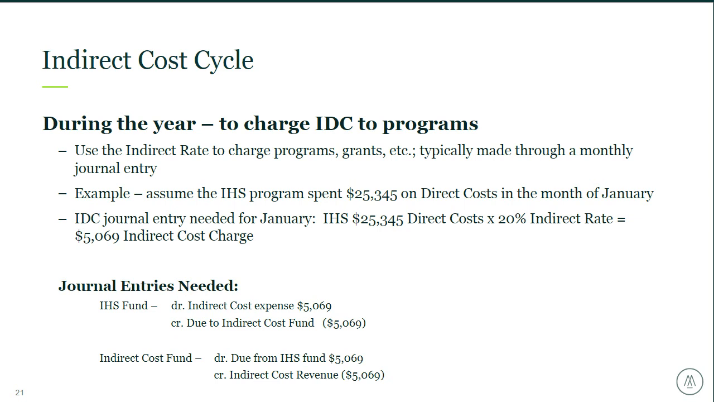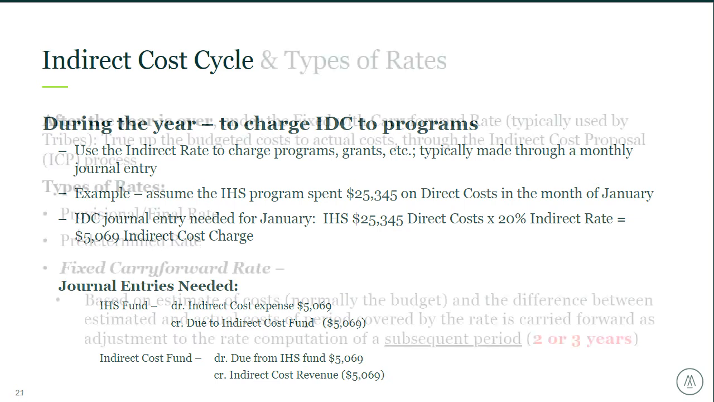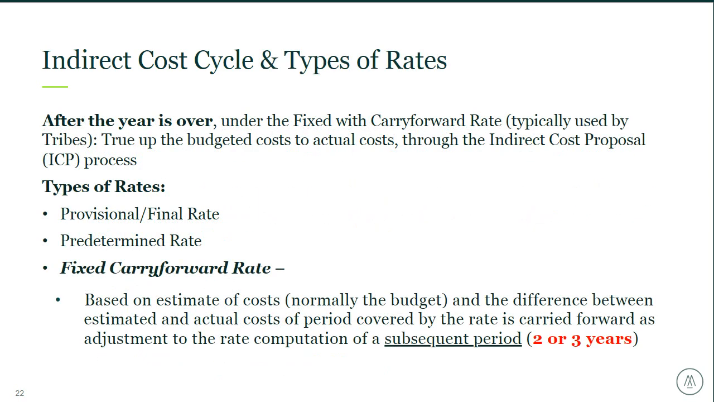And then after the year is over, if you're using a fixed carry-forward rate, which is the rate that's typically used by tribal governments, you would true up your budgeted cost to actual cost during your indirect cost proposal process. Now, there are three different types of rates. There's a provisional final rate. The provisional rate is a temporary rate that you use for the year, and then you true it up based on actual cost to get your final rate.